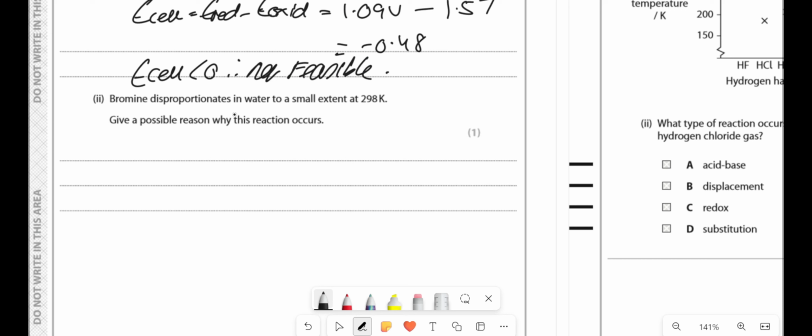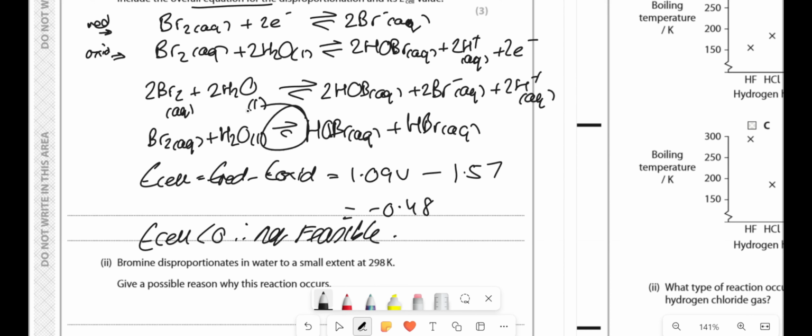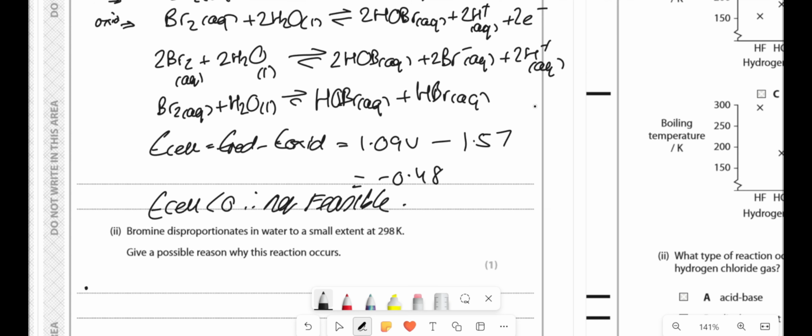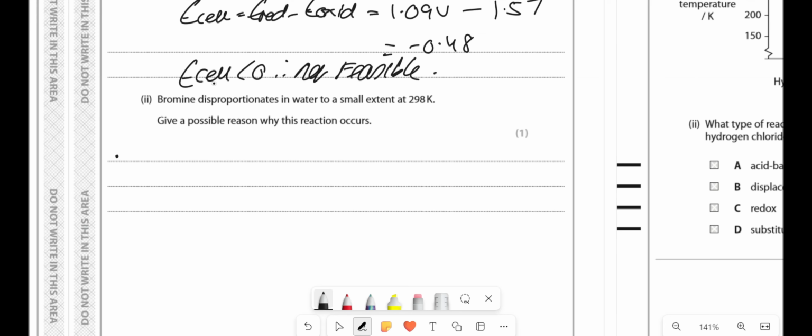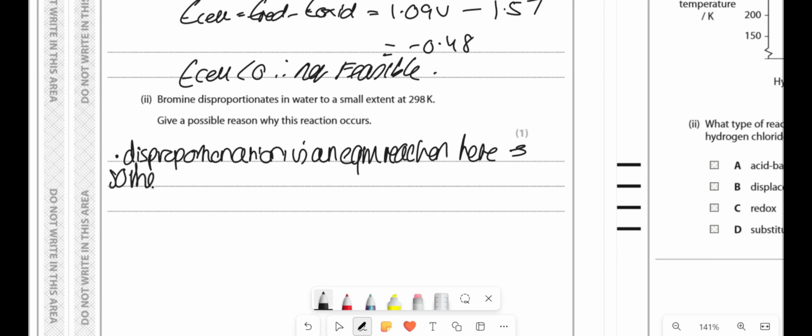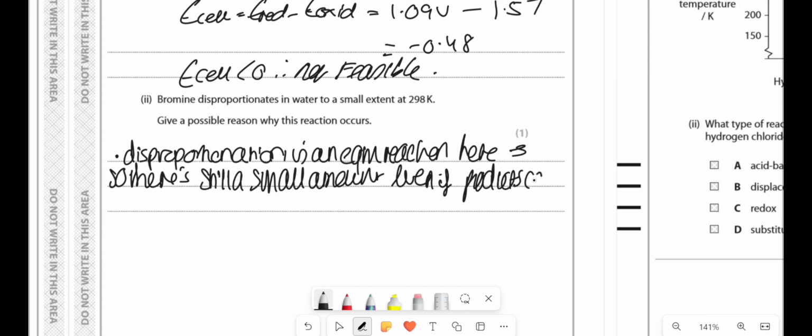So disproportionation of bromine happens in water to a small extent at 298 Kelvin. Give a possible reason as to why. Well, if we look at this overall equation here, this is an equilibrium, right? So although there's very small amounts of it going this way, there's still going to be a little bit happening. So you could say that disproportionation is an equilibrium reaction here. So there's still a small amount, even if the product's concentration is low. Because for an equilibrium to happen, it has to be going this way, and then eventually level out, right? So there's still got to be at least some of that happening.